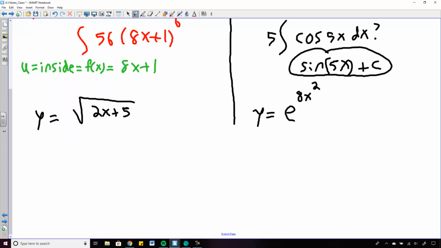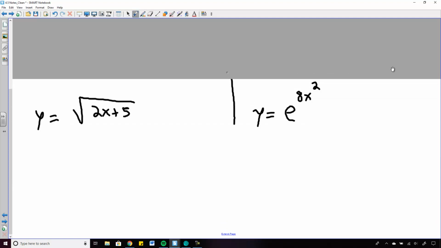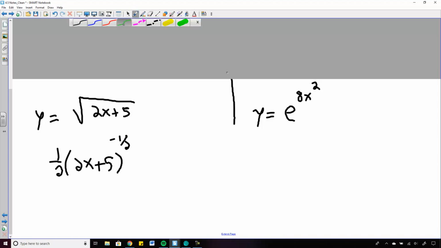So let's do a couple more here. Let's just derive them and see what happens. This one is to the 1/2, so it's 1/2 times 2x plus 5 to the negative 1/2. And then we have to multiply by that inner part, this is what our u is. So again, we're going to have 2, just like that. So this is y prime. Not too bad, just via the chain rule.